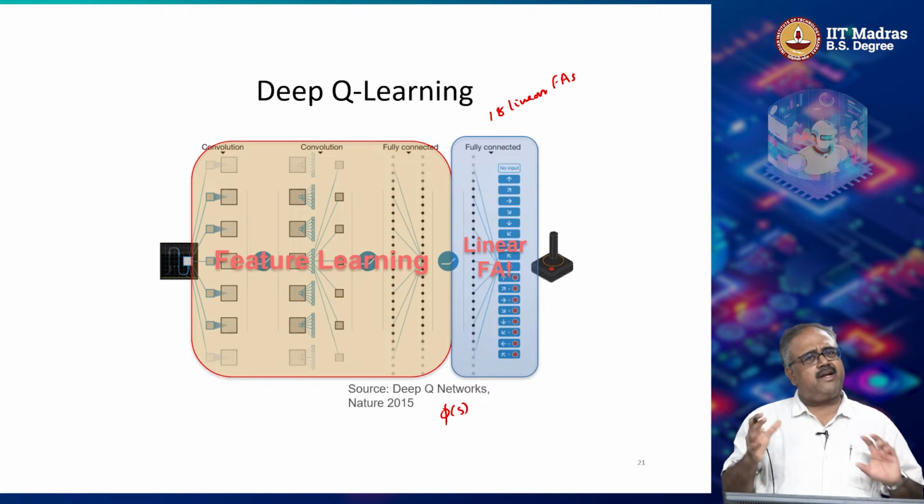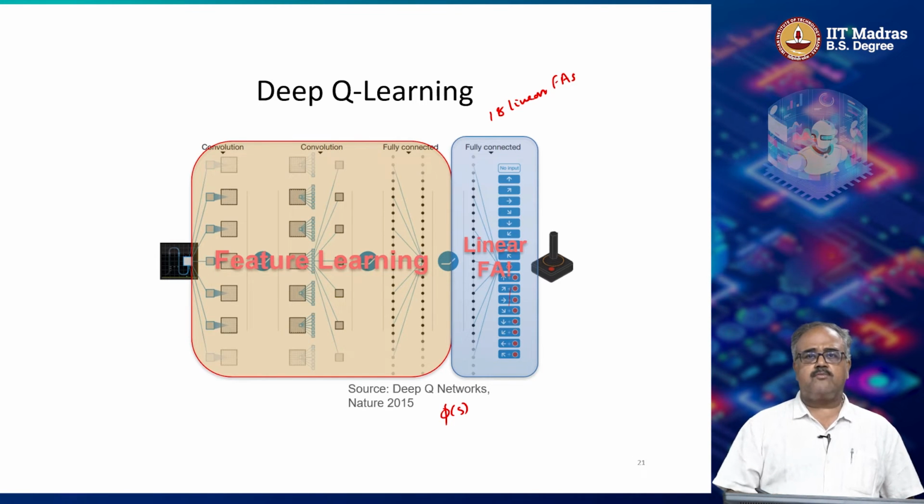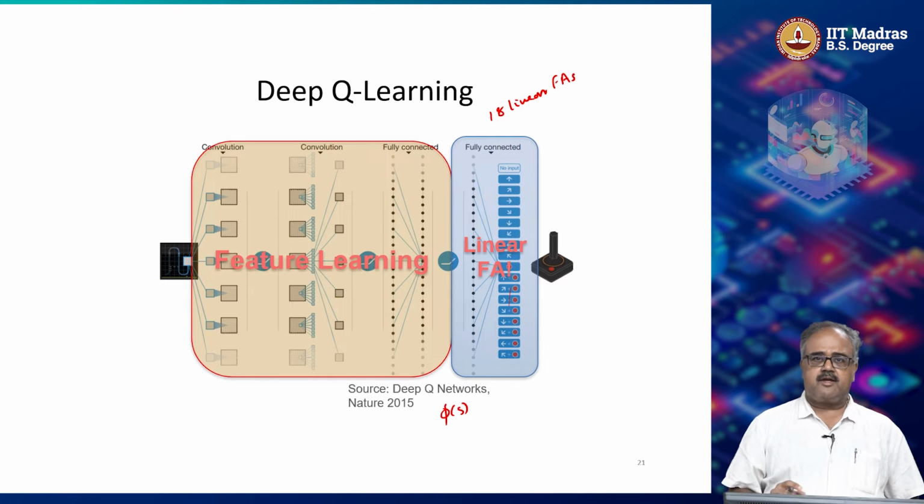Of course, you are not going to treat it like this. You are going to treat it like a full network with an 18 dimensional output, and then you are going to train it based on the TD error.